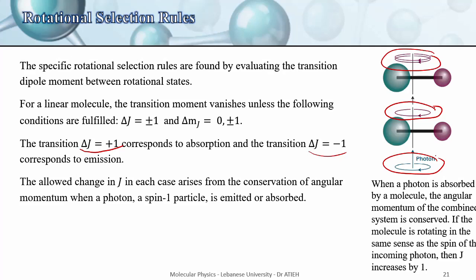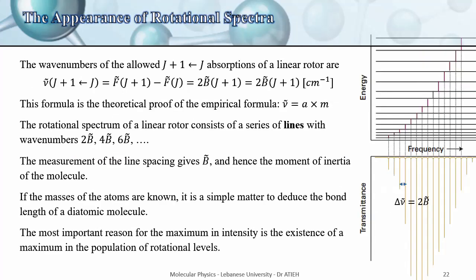We have studied that the rotational selection rules include that the diatomic molecule must be heteronuclear, it must be polar. The second rule is that delta J between the levels must be equal to plus or minus 1. Delta Mj for sure is equal to 0 or plus or minus 1. Now, after discussing the selection rules, let's take a look at the appearance of the rotational spectra.